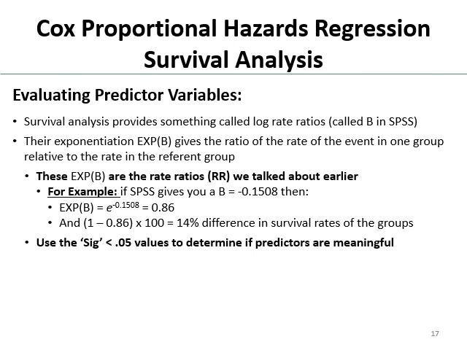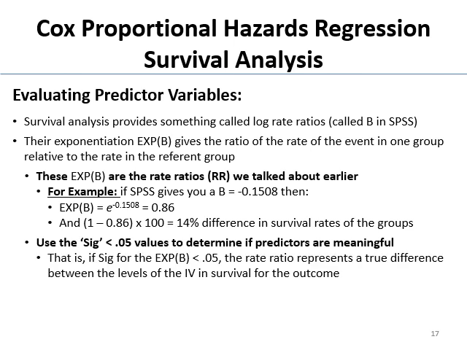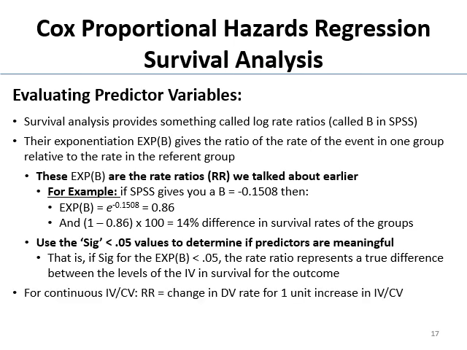So we use these sig values to determine if the predictors are meaningful, right? So it's got to be sig less than 0.05 for us to say that a rate ratio is different than 1 at all. And if the sig for your EXPB is less than 0.05, then the rate ratio represents a true difference between the levels of the IV and survival for the outcome.